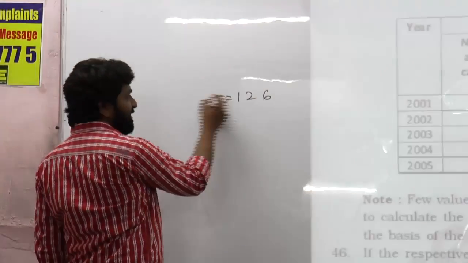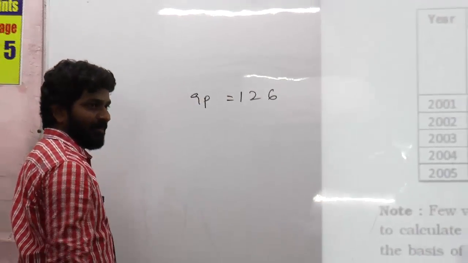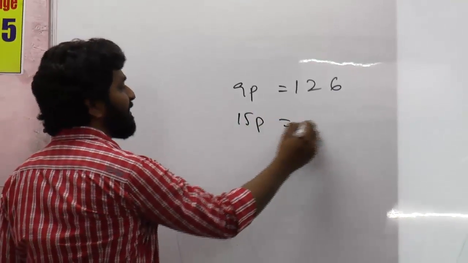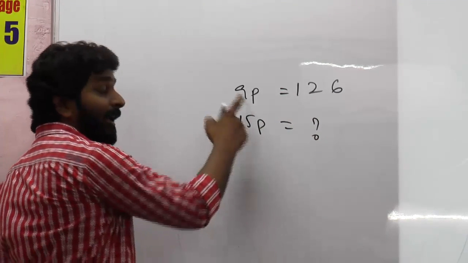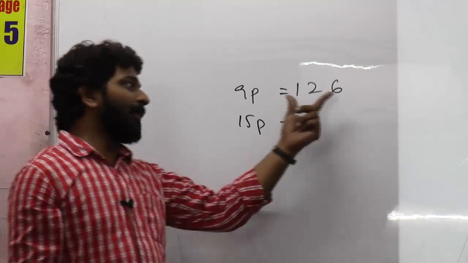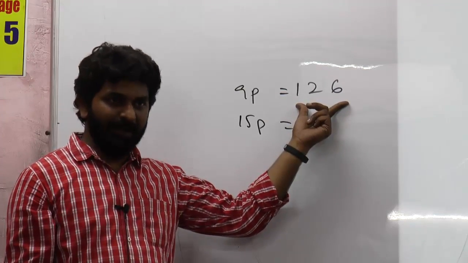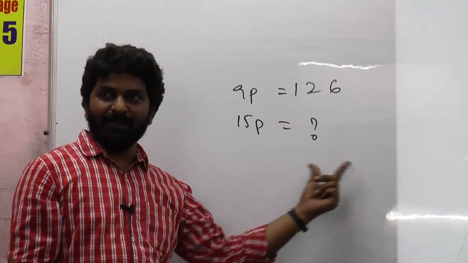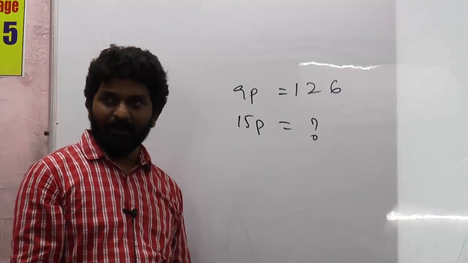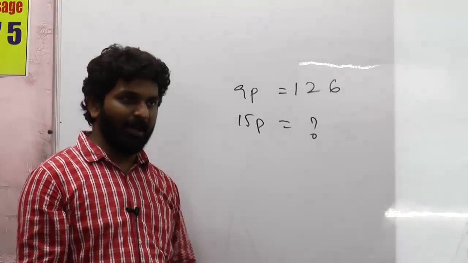126. And this is equal to 9 parts. And you need to calculate 15 parts is equal to how much? 9, 10 times is 90. Apart from 90, you have 36. That is 14 times. Total 14 times. 15, 14 times. 15 square minus 15. 225 minus 15. 210 answer.